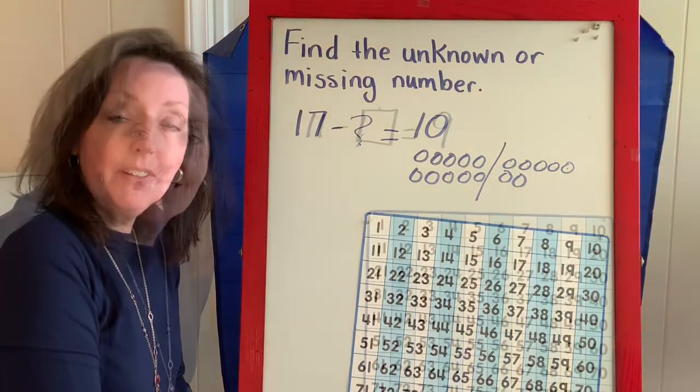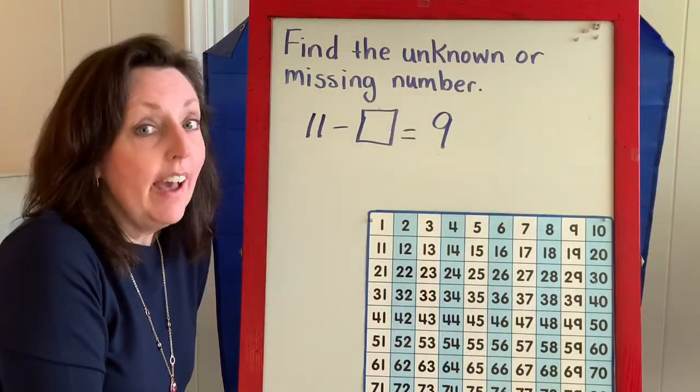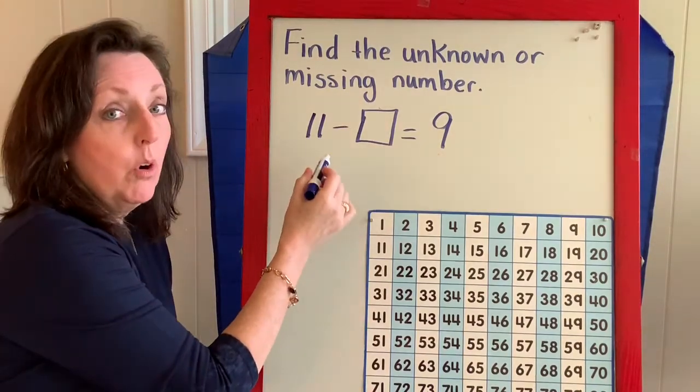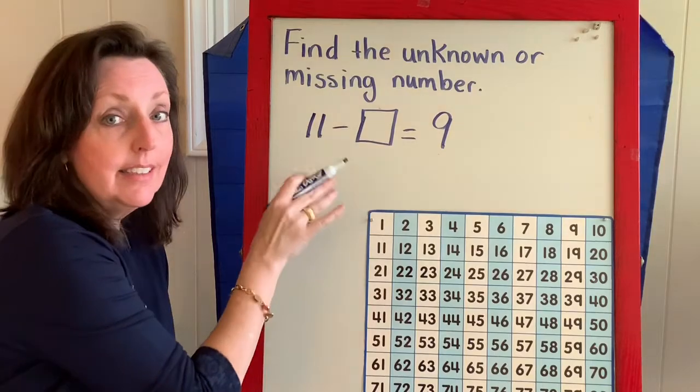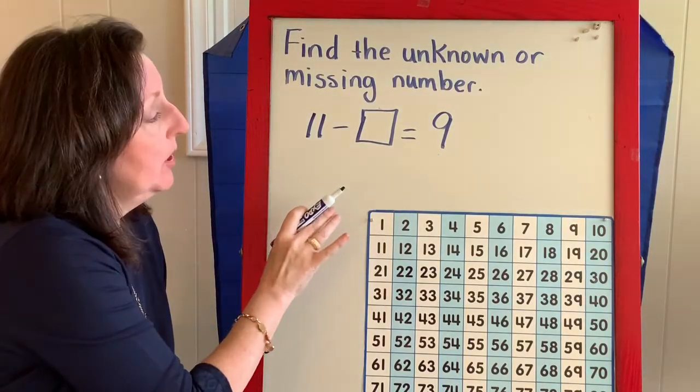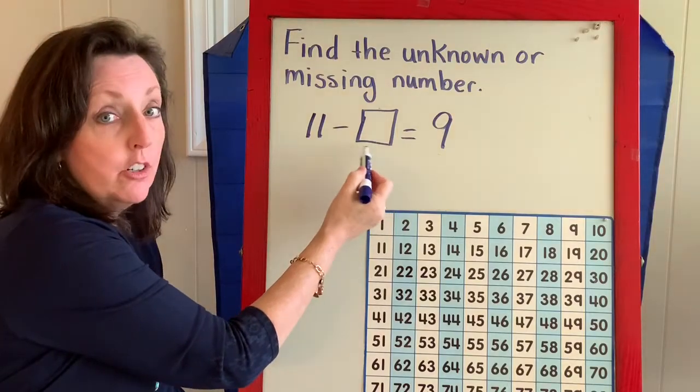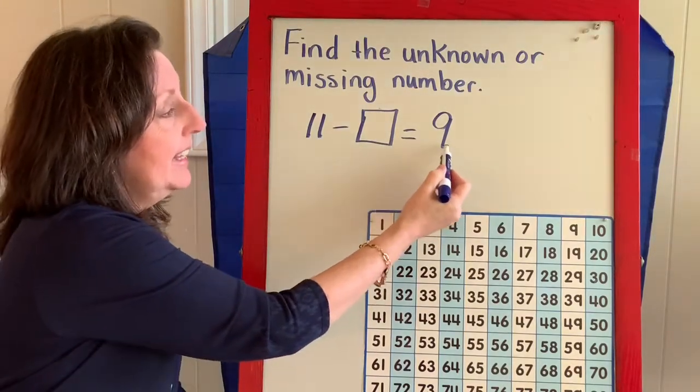You ready for another one? Here I have another subtraction problem. And instead of a blank or a question mark, I have a box. That's still the unknown or missing number. I have 11 and I take away some, I'm not sure how much, and then I get 9.